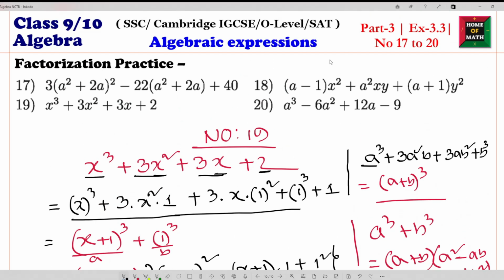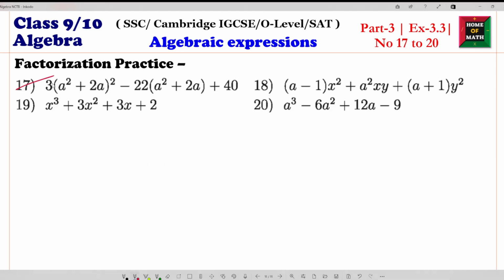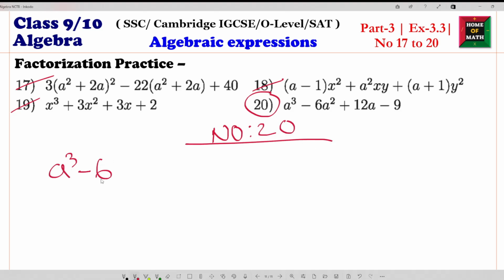So for factorization we have already solved 17, 18 and 19, and our last video is 20. Let's start. If you understand number 19, you will also solve number 20. Here is mentioned a cube minus 6a square plus 12a minus 9.